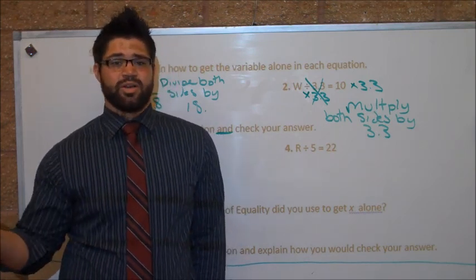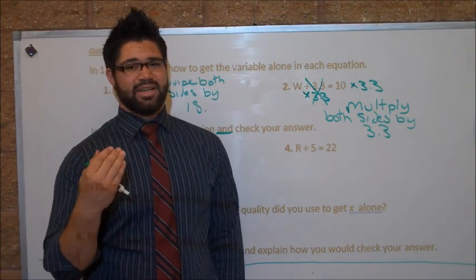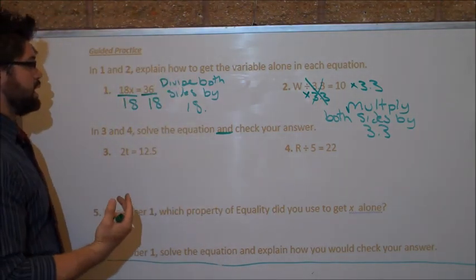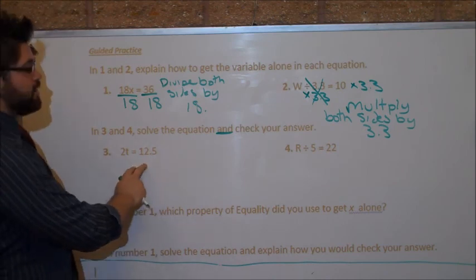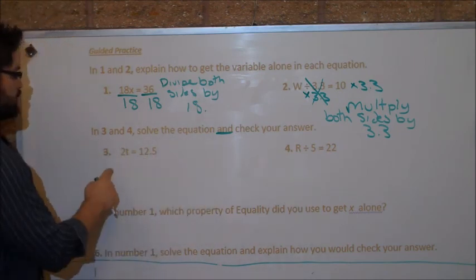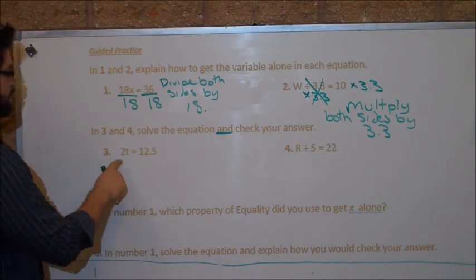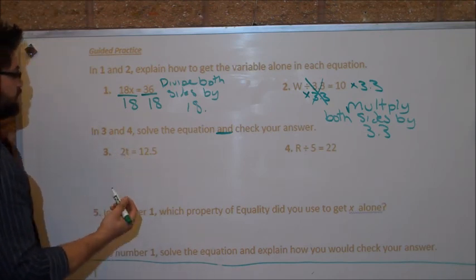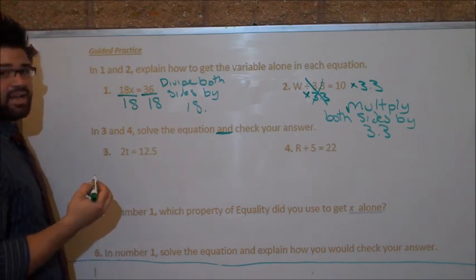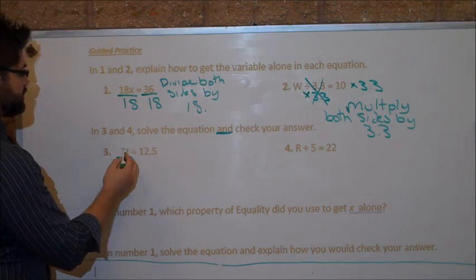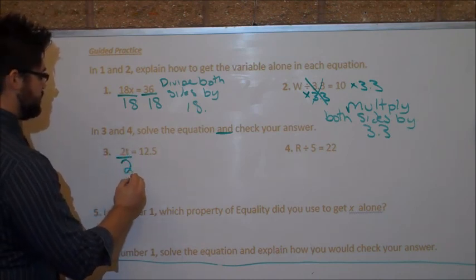We have to always show our work. If you don't show your work, we can't find the mistake along the way. So what I want you to do is go ahead, and we'll do number 3 together, and then I'll have you do number 4 on your own. So for number 3, we need to solve the equation and check our answer. We have 2 times t equals 12.5. Well, again, to get a variable by itself, we do the inverse of the operation being done to it. So we're multiplying by 2, so we're going to divide by 2.